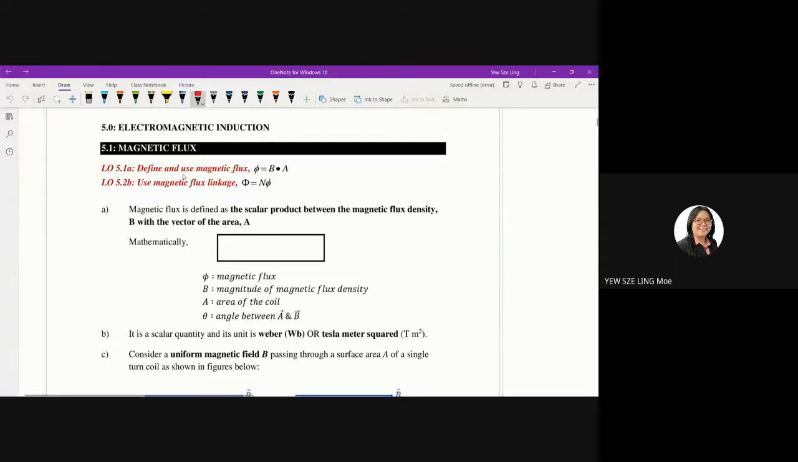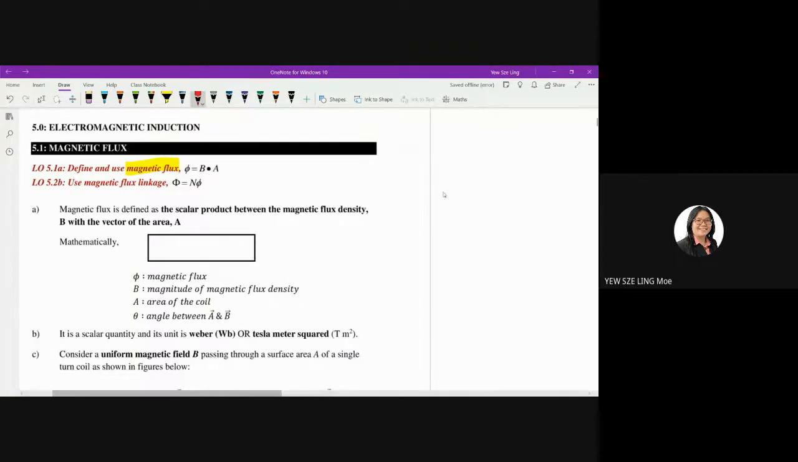5.1 Magnetic flux. Define and use magnetic flux. Now, if you look at the terms, doesn't magnetic flux look very familiar? Because in chapter 4, we call B the magnetic flux density. The first term that we learn in chapter 4 is magnetic flux density. When you add the word density, it means B. But if you're looking at just magnetic flux, then it refers to the symbol phi.